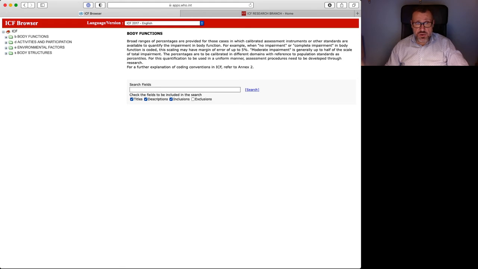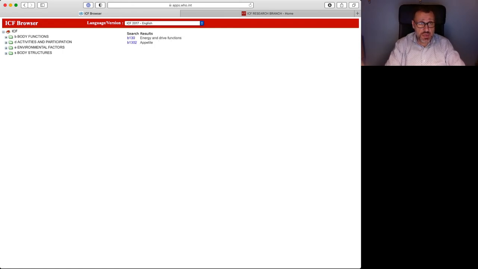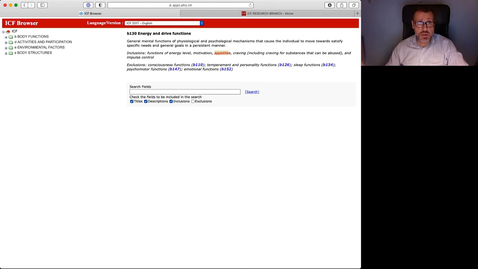There is a search field, so we can actually search for most categories. So for instance, we can search for appetite, and we find the relevant categories, and we can actually click on any of them. So this is a second level category, which is located in the body functions, and the first chapter of the body functions, and the second level category is 30. So B130 is energy and drive functions. This is the definition. These are the inclusion, and these are the exclusion.